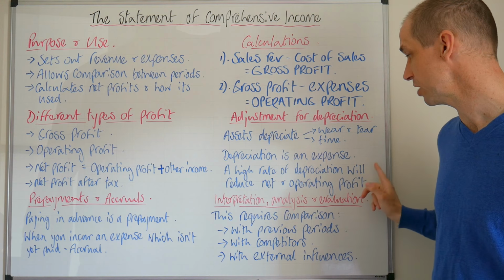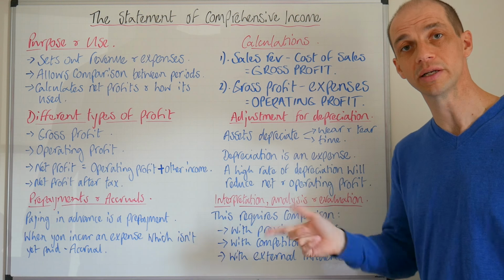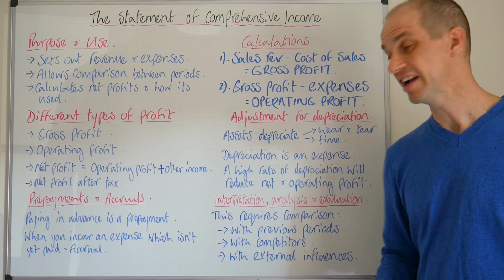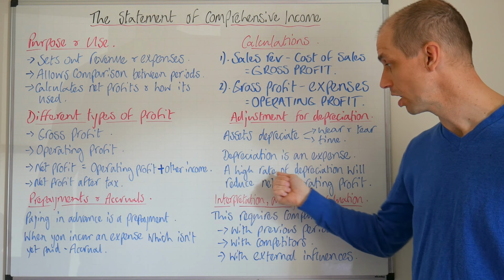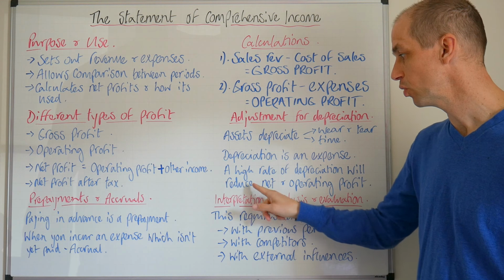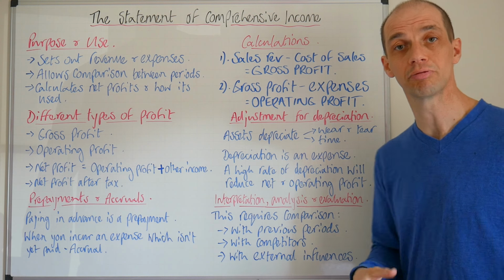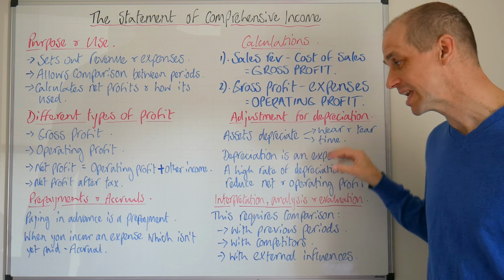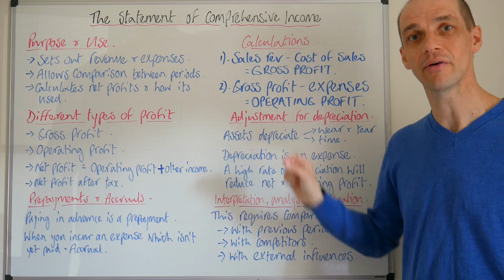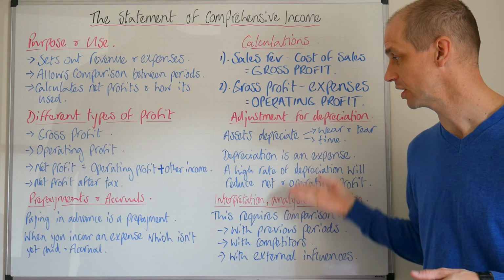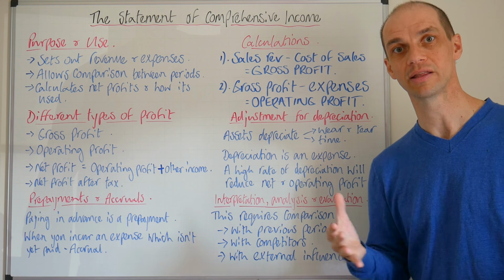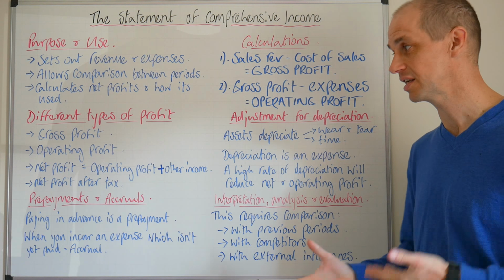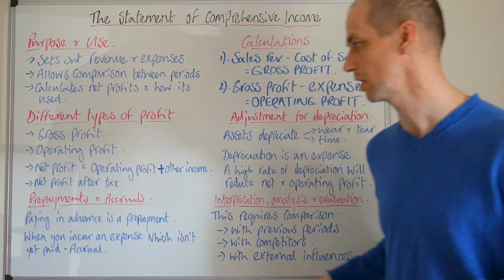A high rate of depreciation will reduce net and operating profit, but if you choose to keep those assets for longer and depreciate the value at a low rate of depreciation, it will increase net and operating profit. So businesses do have a choice, and they can even use this to carry out a process known as window dressing, where they can artificially inflate the size of their profits by depreciating perhaps at a slower rate if they want their business to look particularly good.